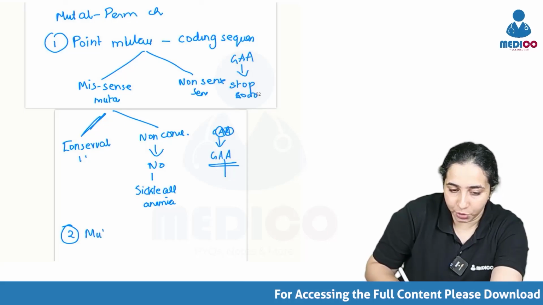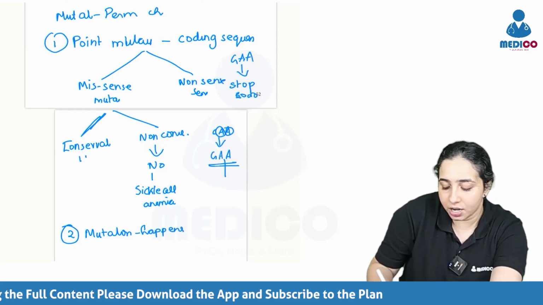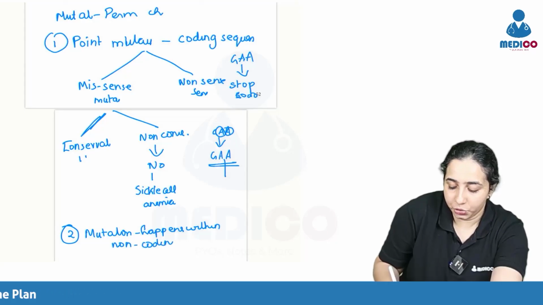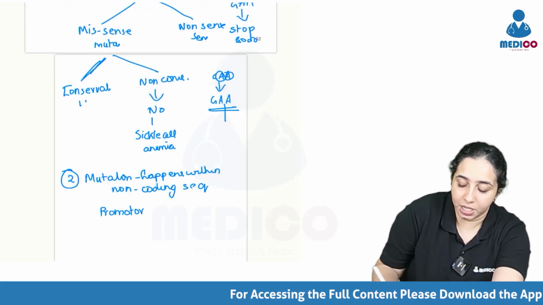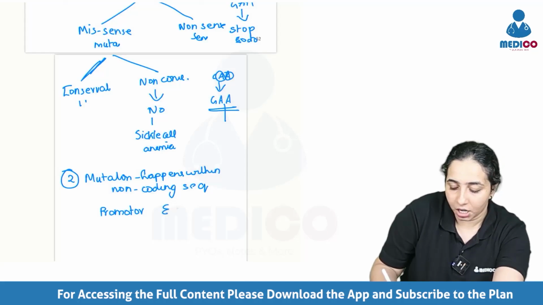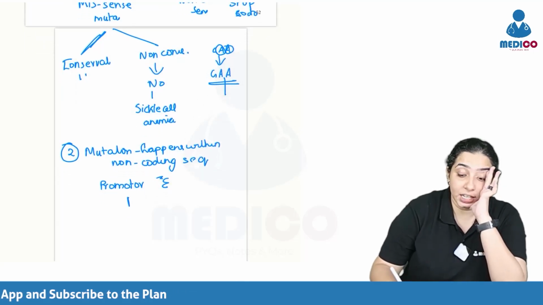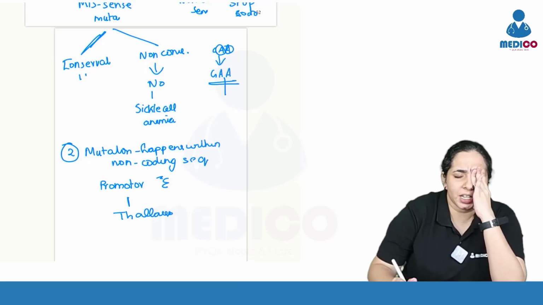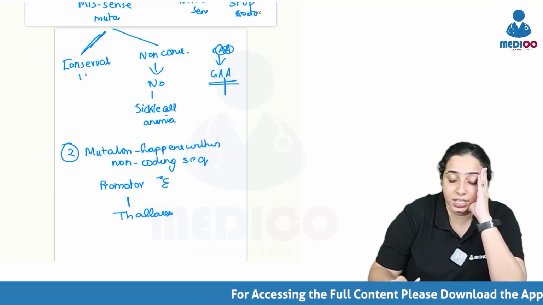Now, suppose the mutation happens within a non-coding sequence. Here the non-coding sequence can be a promoter area or some other areas. And if the mutation happens there, it can also result in disease. For example, thalassemia. If the beta globin chain that is getting produced has a mutation in the promoter region and so on, that causes thalassemia.